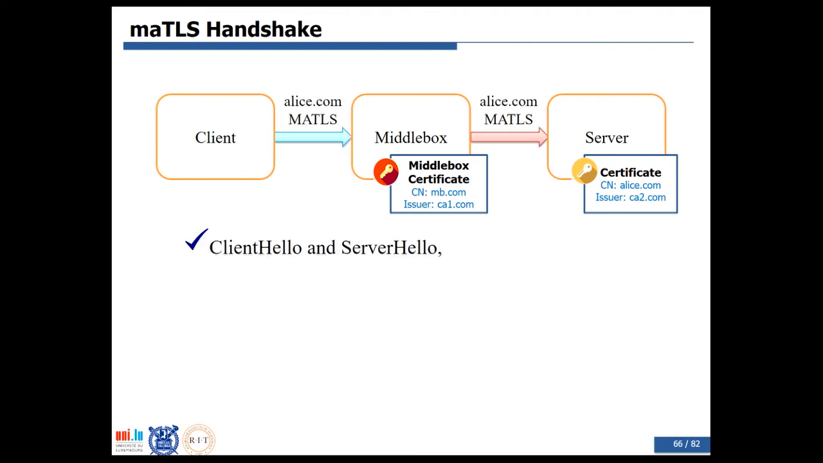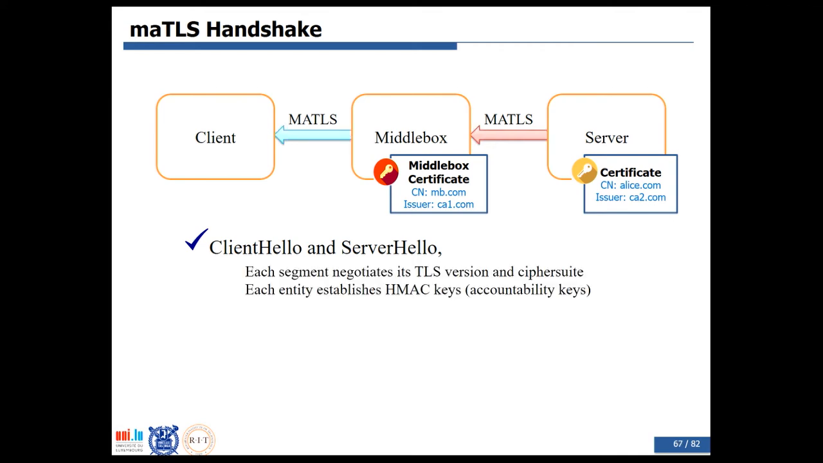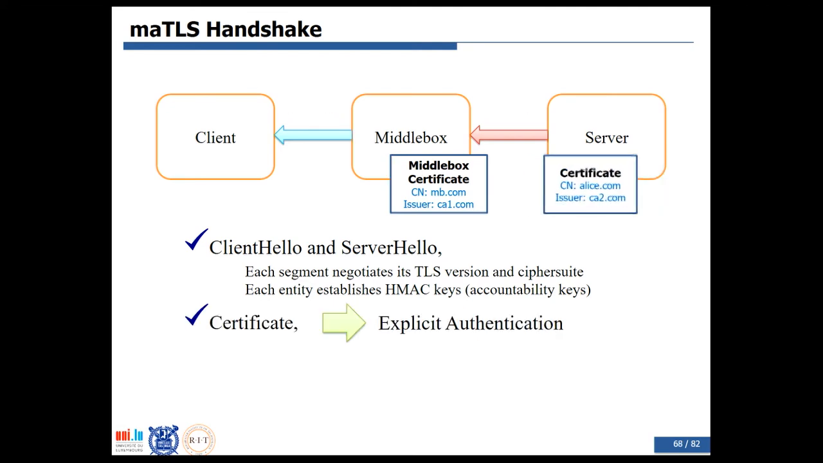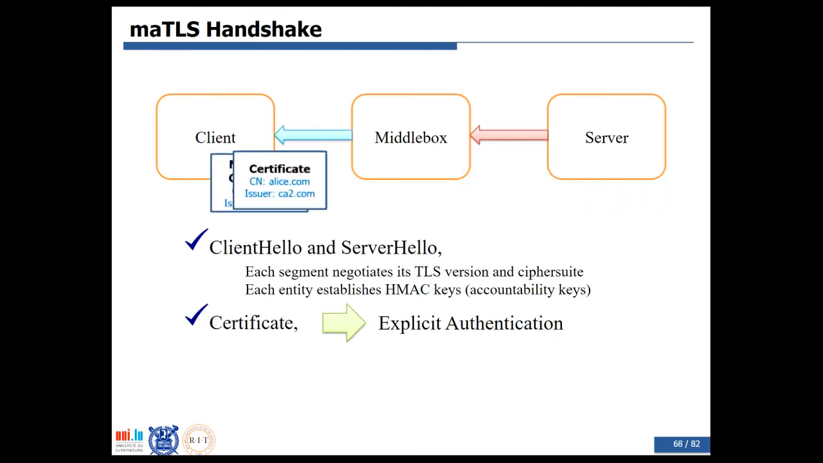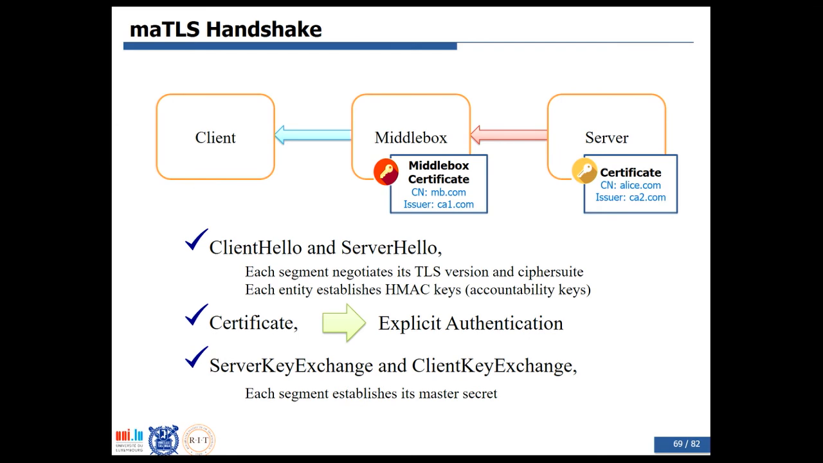In the first, client hello and server hello messages, which are used to negotiate the security parameters, first of all, the usage of the maTLS protocol is negotiated across all the entities, and each segment negotiates its TLS version and ciphersuite. And each entity establishes HMAC keys as well. In the certificate messages, all the certificates are appended to the prior certificate, and finally, the client performs explicit authentication. And server key exchange and client key exchange messages are used to establish its master secret.